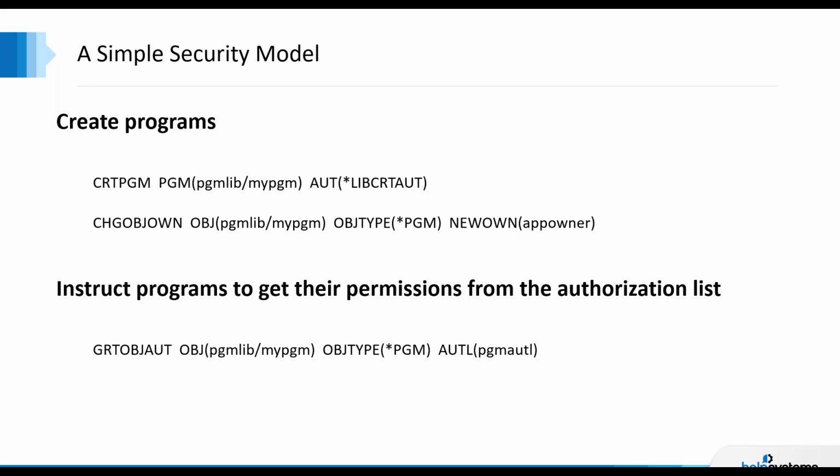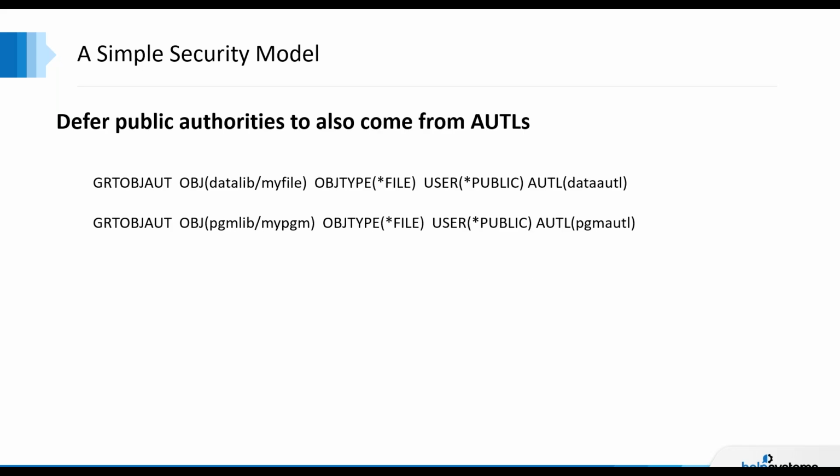Now we're telling the public authorities on these objects to also come from the authorization list. Remember, if we don't do this, the operating system has an explicit public permission on everything, and it will take it from there. We have to tell it to make that ricochet one final time back to the authorization list to get its deferral back from there.